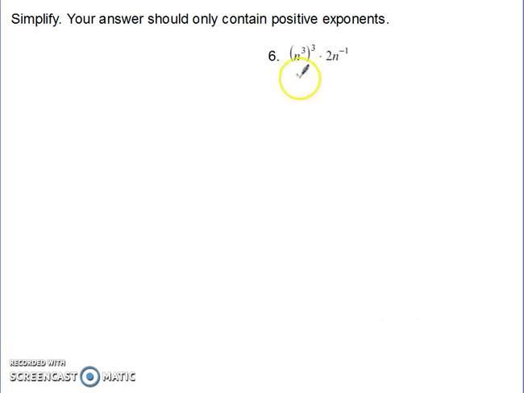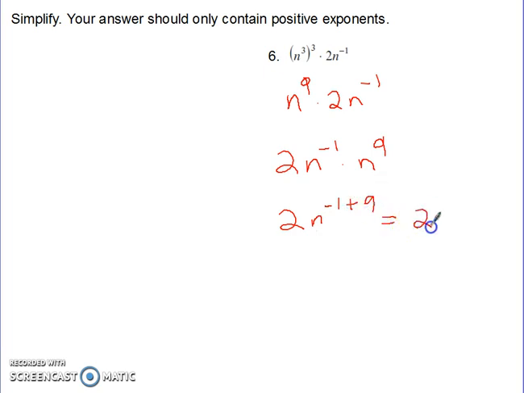Okay, so for problem number 6, we have an exponent on the outside of parentheses here, and then we have this multiplied times this term 2n to the negative 1. We first need to get rid of this parenthesis by multiplying the exponents, which is going to give us an n to the 9 power times 2n to the negative 1. And I see that I have two of the same base multiplied, so I'm going to rearrange that: I have 2n to the negative 1 times n to the 9. And then we simply just add the exponents together. You have a 2n to the negative 1 plus 9, and that gives us 2n to the 8th power.